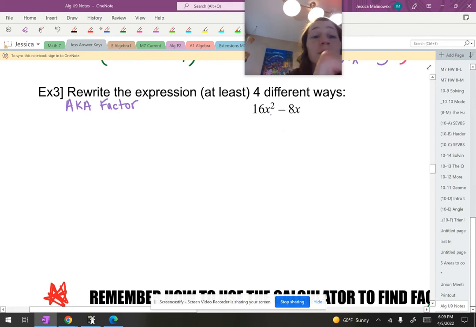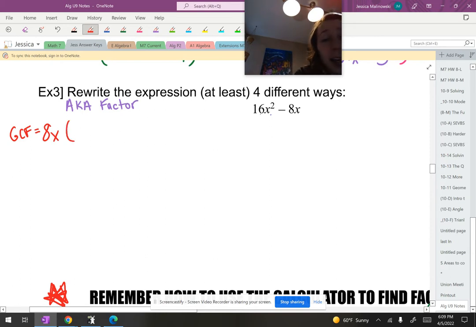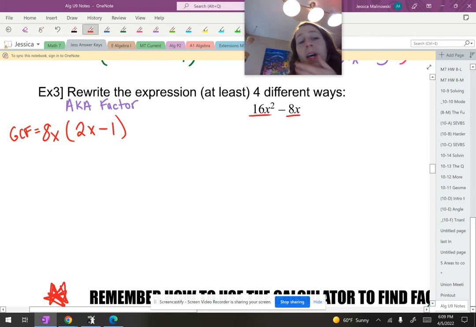Of both of those pieces or both of those terms. Let's see. GCF is going to be equal to 8x. 8 goes into both of those, and x. So if I take that GCF of 8x out, remember I'm dividing each of these pieces by 8x. That leaves me with 2x minus 1. 8 divided by 8, 1. x divided by x, 1. So that's one way to rewrite that.